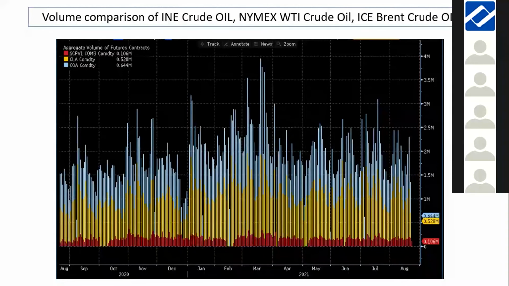Taking another look, again, I'm not on the options so much yet. I'm on the futures, which is the underlying for the options. But this chart represents the volumes, a comparison between INE crude, which is in the red, NYMEX, which is in yellow, and the Brent, which is in the blue. You can see the much, much higher volumes, but I would argue that there's a number of reasons why what we see in red is actually pretty good.